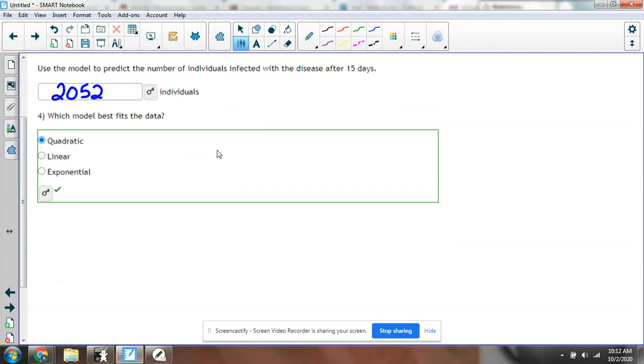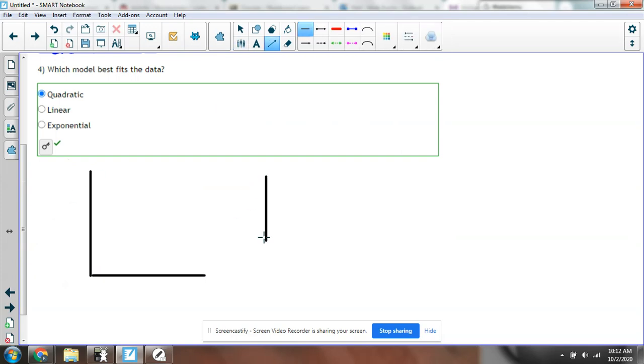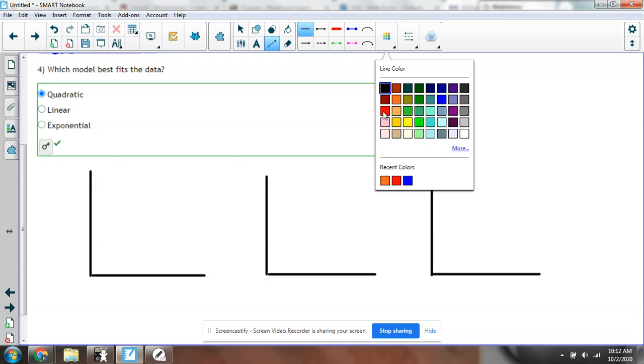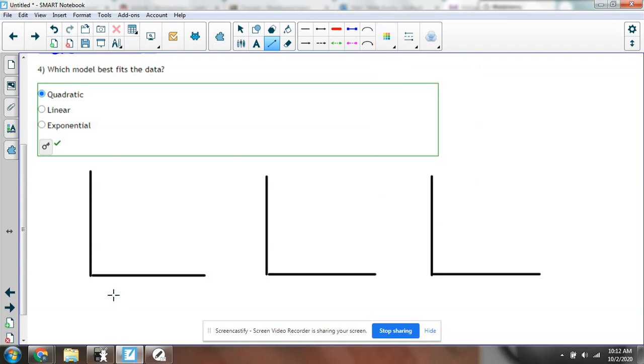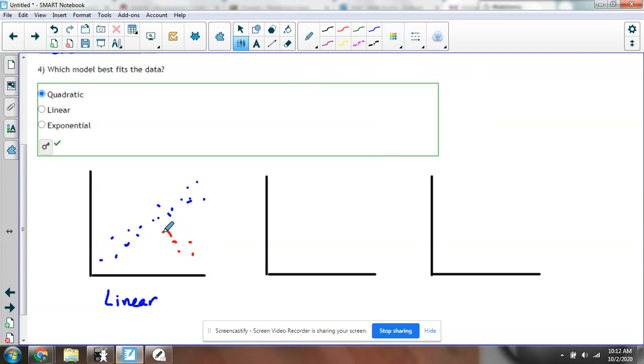Now it says which model best fits the data. So really, our data can look one of 3 ways. So I'm just going to draw 3 quick graphs here. 1, 2, 3. So when to use which regression? Well, if something's linear, the data is either going to go like this, in a general linear pattern, or it could go down. It doesn't really matter which direction it goes, as long as it's kind of in a straight line, something like that. That would be linear.